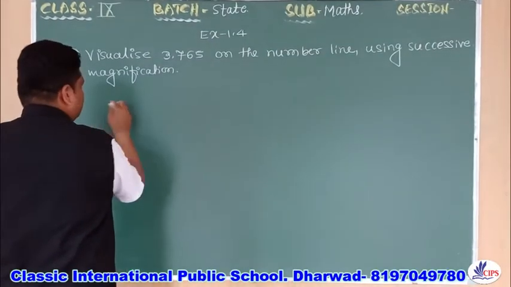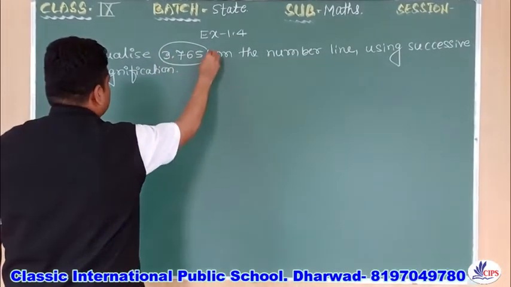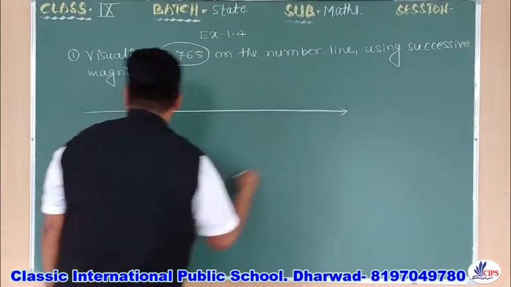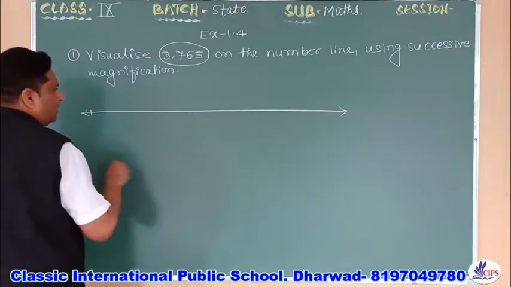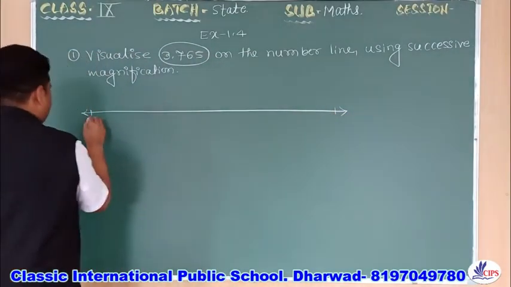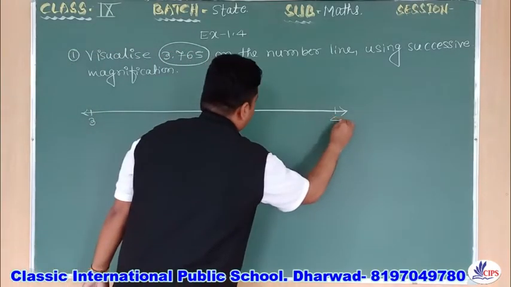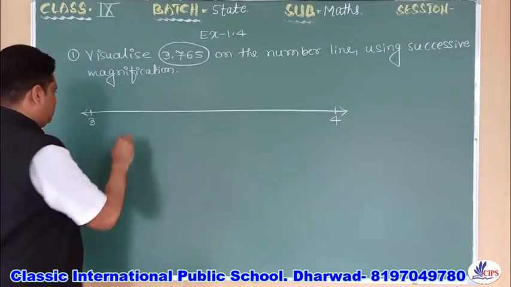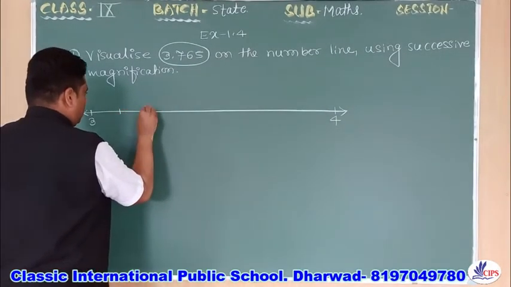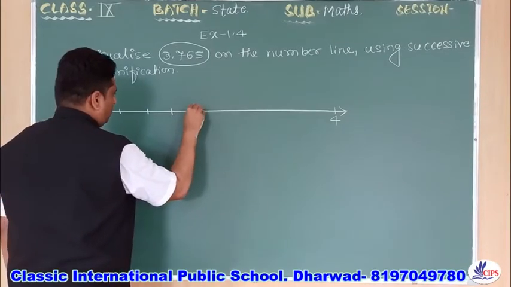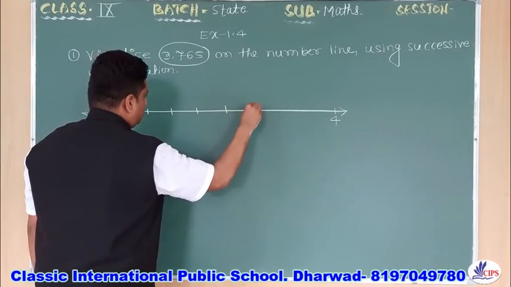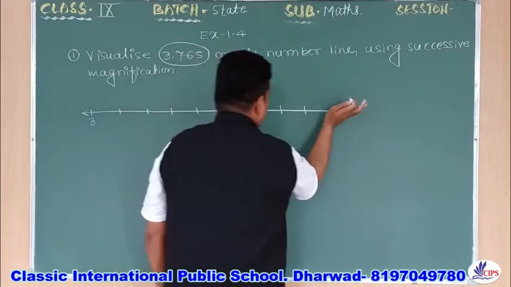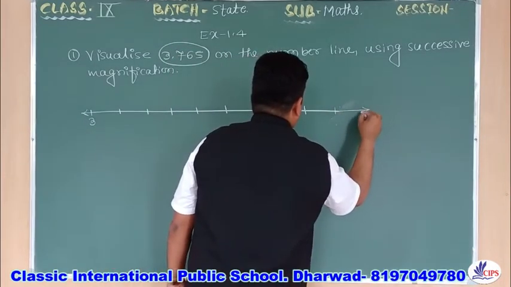First I'll draw a number line. Okay, and I'll represent this 3.765. It is the number between 3 and 4. I will divide between 3 and 4 into 10 parts. Okay, 1, 2, 3, 4, 5, 6, 7, 8, 9 and 10.